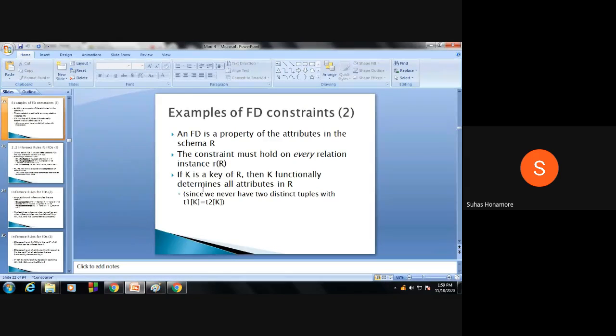So here we are saying that from key, the key functionally determines all the attributes in R. By default it determines all the attributes in this relation. There is a little bit of difference between key and primary key. For now we are just saying it's a key only, and we will differentiate them later. Then the next topic is inference rules.